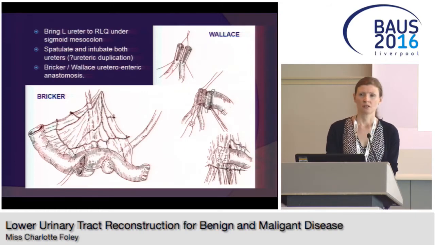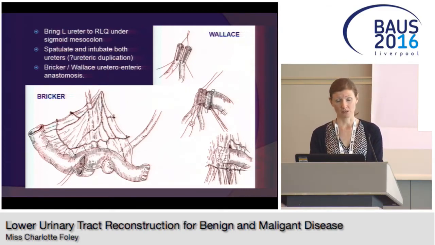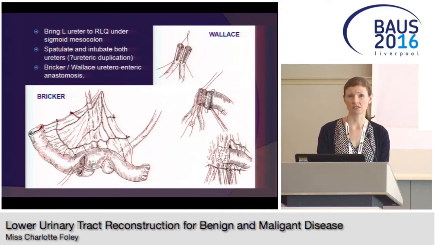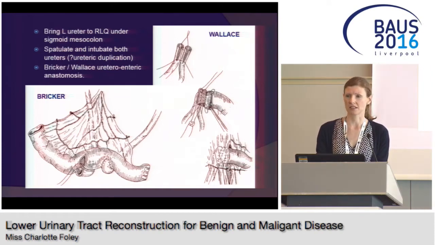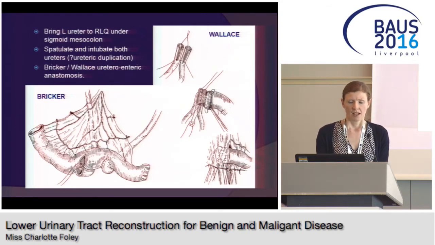Once you've got your segment of ileum separated, then you need to get your ureters into the right place and anastomose them. So you have to take your left ureter and tunnel it under the sigmoid mesocolon. You want to make sure the route of that ureter is fairly straight. You don't want it to take any sharp right-hand turns, and the tunnel it passes through, formed by blunt dissection, needs to be big enough that it's not going to be a source of obstruction. And then you have two choices of ureteric ileal anastomosis.